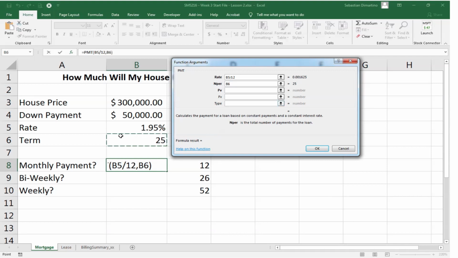The number of periods is the term, the overall amortization period of 25 years. And in this case, we need to multiply it by the frequency. So I'm going to multiply it by 12. So there should be 300 payments over a 25-year period.